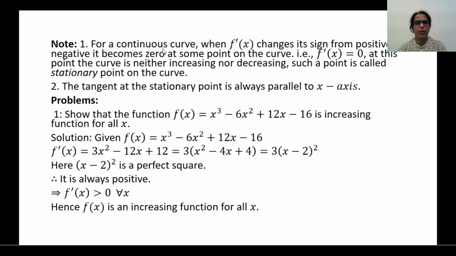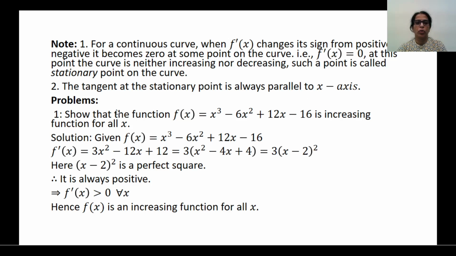Here are some important points. For a continuous curve, when f dash of x changes its sign from positive to negative, it becomes 0 at some point on the curve. That is, f dash of x equal to 0. At this point, the curve is neither increasing nor decreasing. Such a point is called a stationary point on the curve. The second point, the tangent at the stationary point is always parallel to the x-axis.